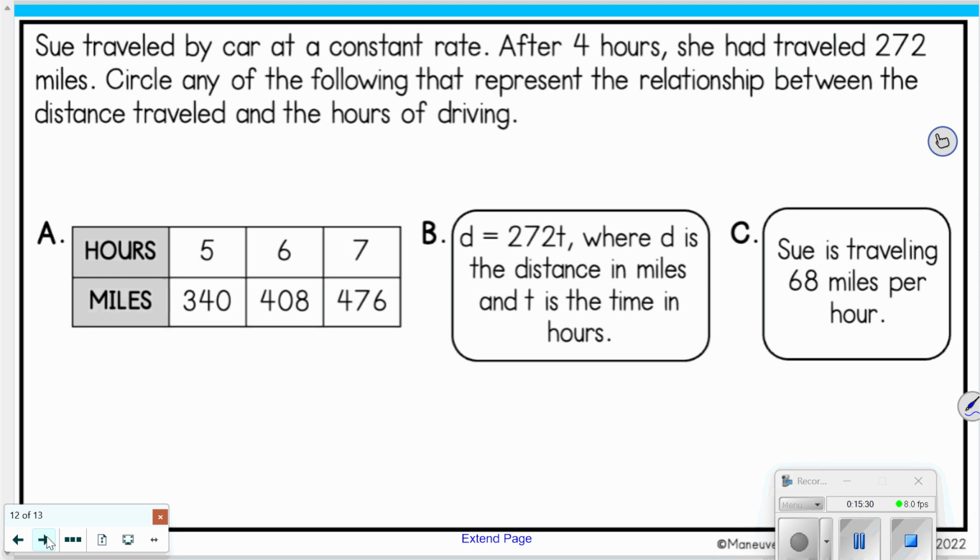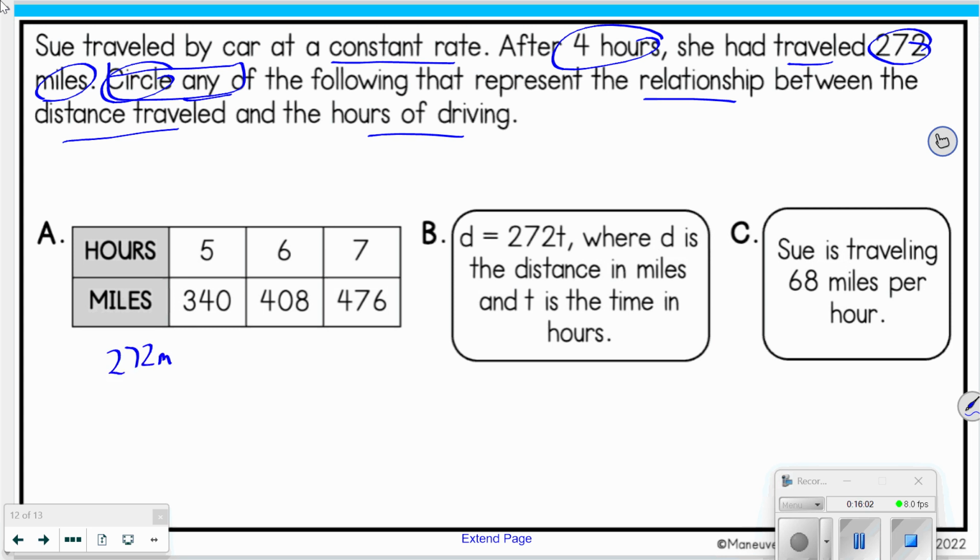And our last one, I think. Sue traveled by car at a constant rate. After 4 hours, she had traveled 272 miles. Circle any of the following that represent the relationship between the distance traveled and the hours of driving. So we need to circle any of them. So on this first one, in order to find our rate of change, we actually need to start at the 272 to 4 to figure out what the rate of change is.